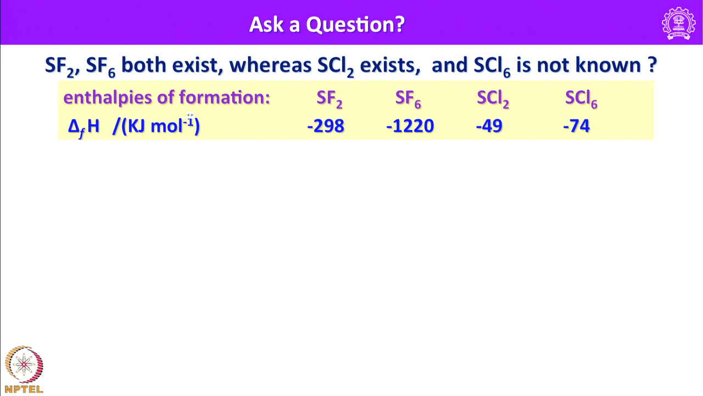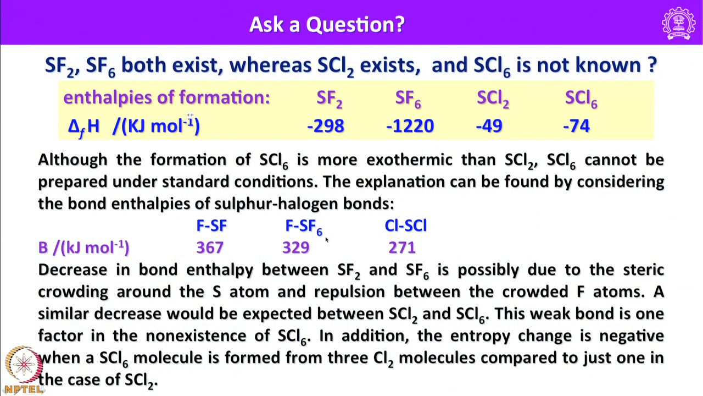In case of SF2, it is minus 298 kilojoules per mole, whereas in case of SF6, it is minus 1220 kilojoules per mole, whereas in case of sulfur dichloride it is minus 49 and in case of sulfur hexachloride it is minus 74. Of course, in both the cases compared to SF2, SF6 formation is exothermic. Similarly, in case of SCl2, SCl6 formation is exothermic, but it does not give a satisfactory answer for the non-existence of SCl6. So, let us look into some more information.